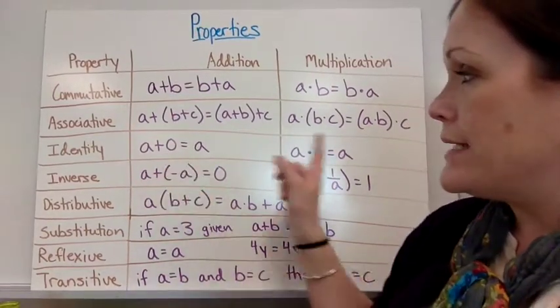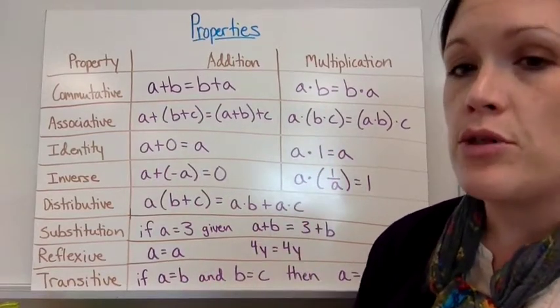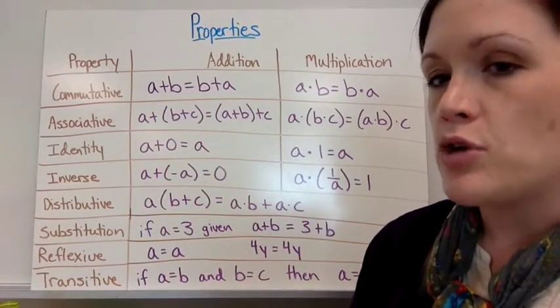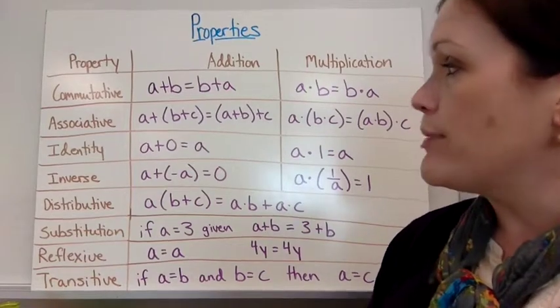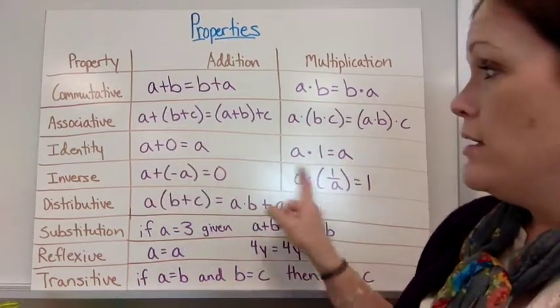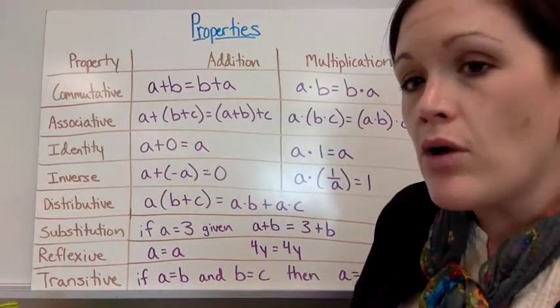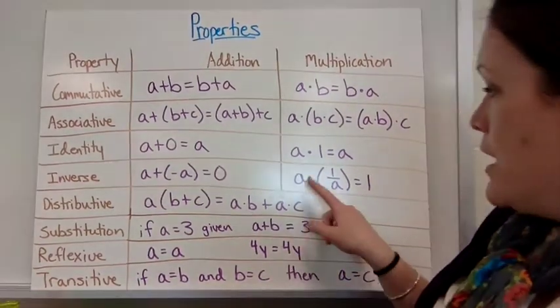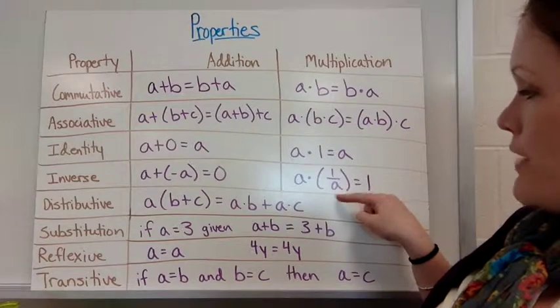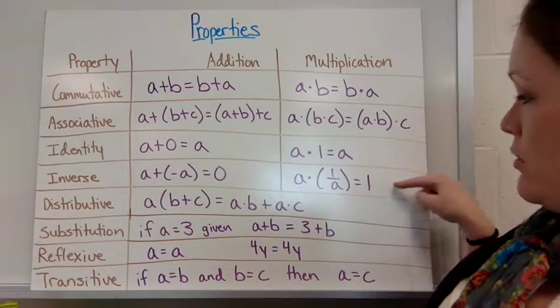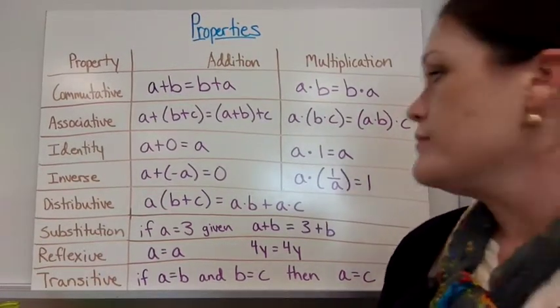That's different than the identity. People get those confused because they're both about the same size word. They both start with an I. So identity, remember, keeps the same identity. And then inverse, you are doing something to add up to 0 or to multiply to get 1. So a times the reciprocal of a, which is 1 over a, would multiply to give me 1.